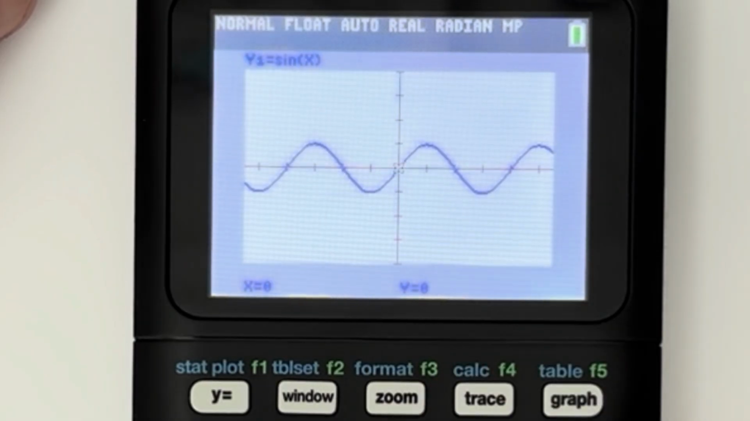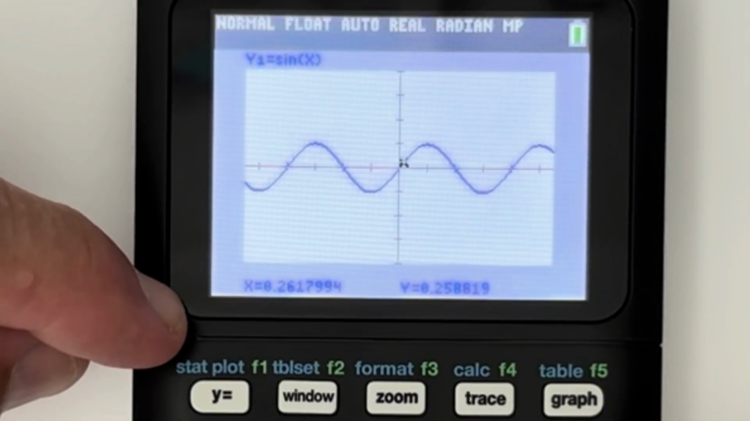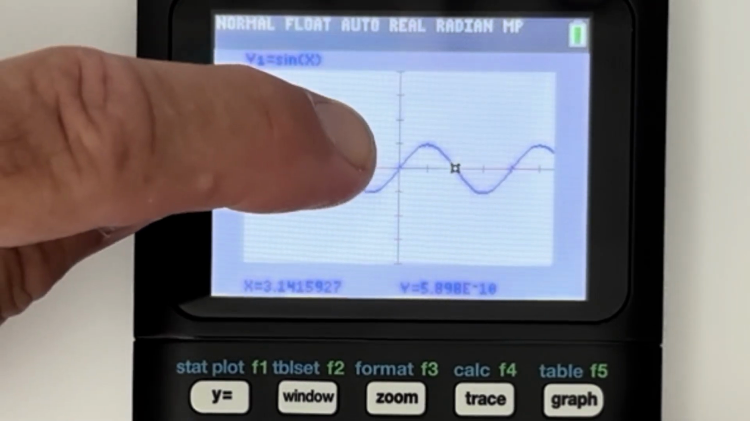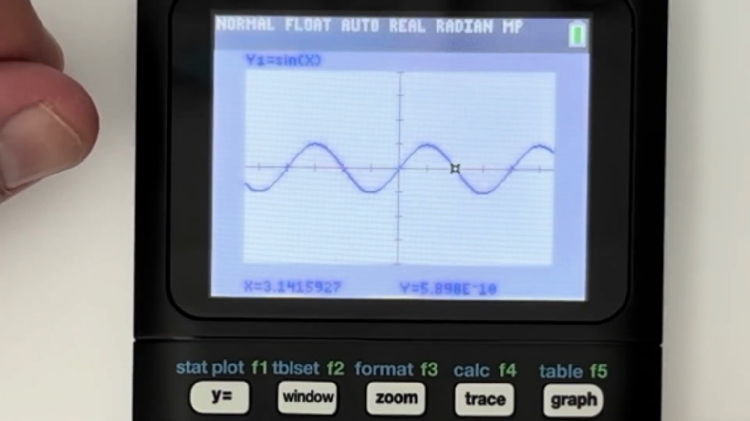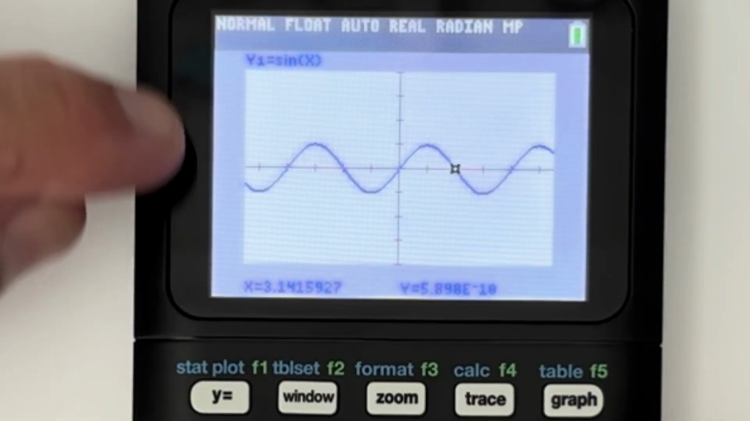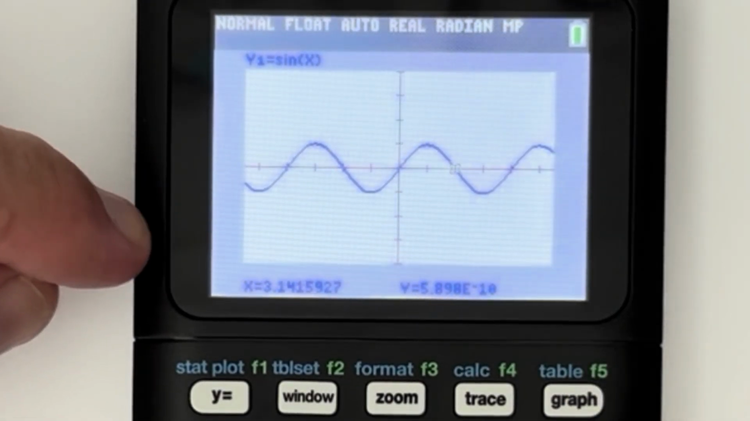So let's look at the trace again. Okay, we're starting at 0 radians, and there is going to be pi over 2. That's about 90 degrees. It goes to 1. Okay, there should be around pi radians. That's 3.14. That's pi radians, and we're at approximately 0, give or take a little bit, 10 to the -10th. So that trace works. Now we're in the radians mode.